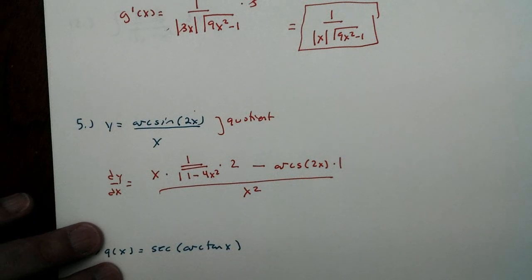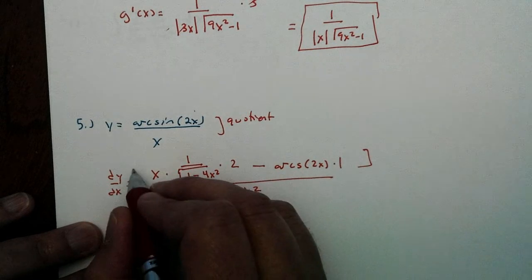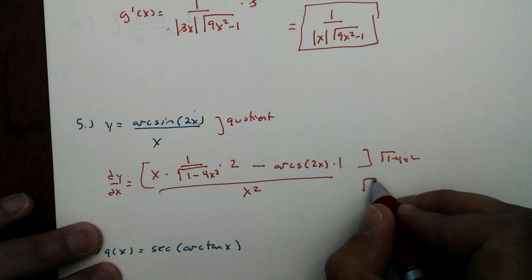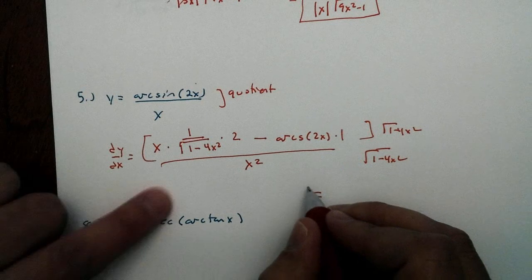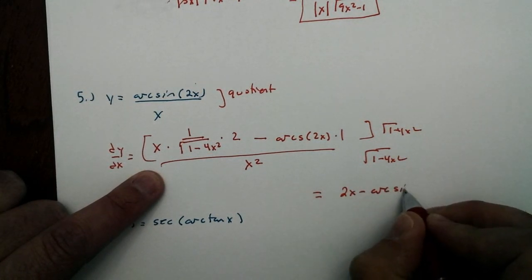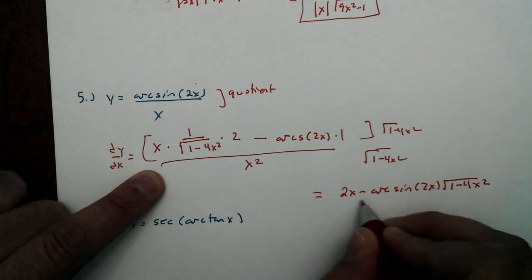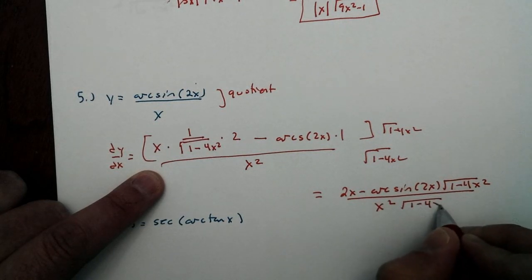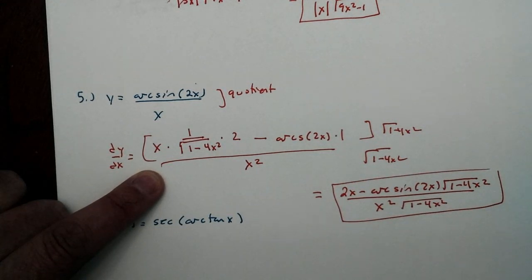Alright, this is pretty darn nasty, so we're going to multiply by our common denominator, which in this case is actually going to be our radical, the square root of 1 minus 4x squared. If we do that, we're going to get 2x minus the arc sine of 2x times the square root of 1 minus 4x squared, divided by x squared times the square root of 1 minus 4x squared. You can leave it like this if you like. Easy to do. You can split that up.